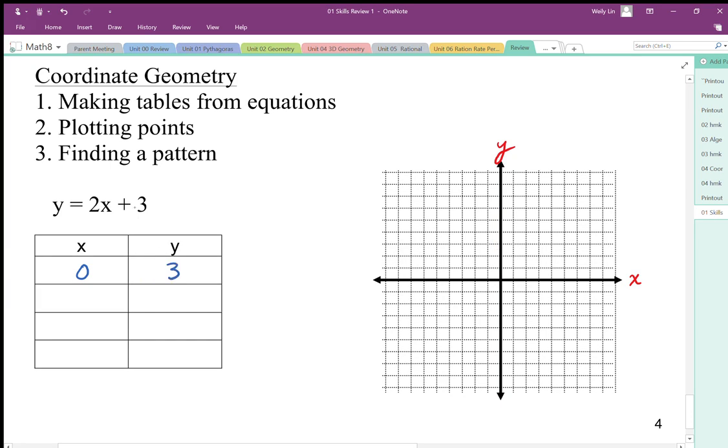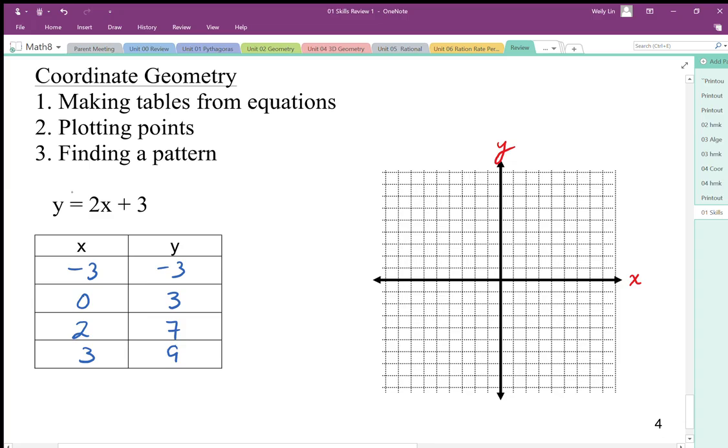So when X is 0, we get Y is 3. I'm going to space this out a little bit. I'm going to go X is 2, Y is going to be 7, and I'm going to put maybe a negative coordinate in there. I'm just going to shift this down. So negative 3, 2 times negative 3 is negative 6, plus 3 is negative 3, and then maybe I'll put 3 here. X is 3, Y becomes 9. So 2 times 3 plus 3 is 9. So there's my table of values.